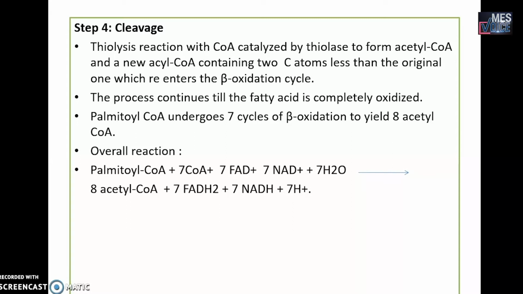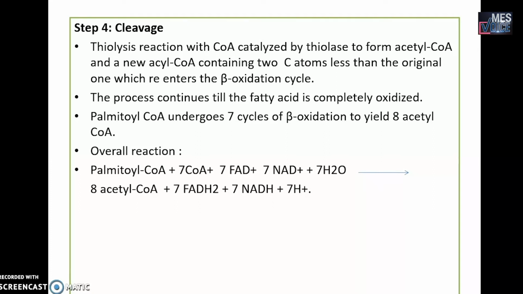Thiolysis reaction with coenzyme A catalyzed by thiolase to form acetyl-CoA and a new acyl-CoA containing 2 carbon atoms less than the original one, and this new acyl-CoA re-enters the beta oxidation cycle. The process, or the 4 reactions, continue till the fatty acid is completely oxidized.